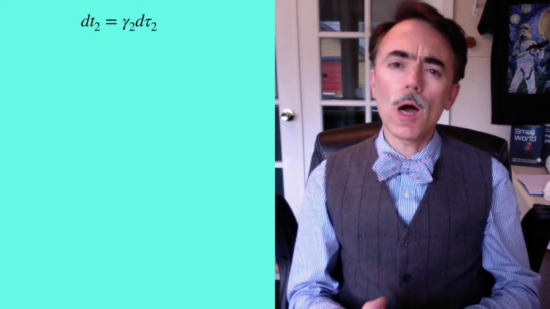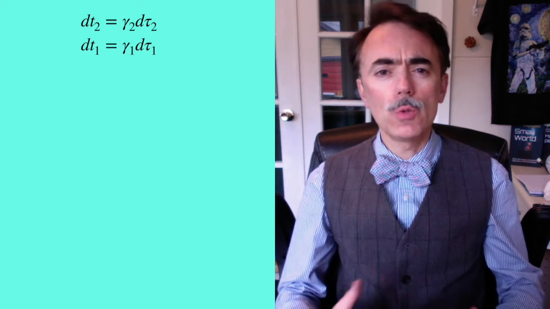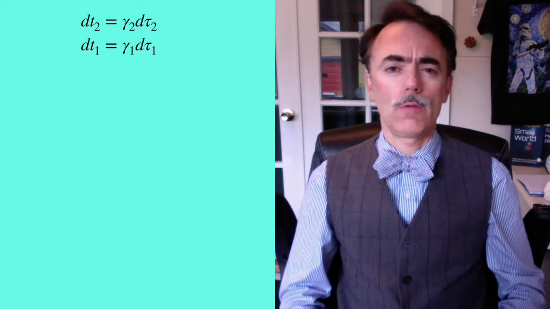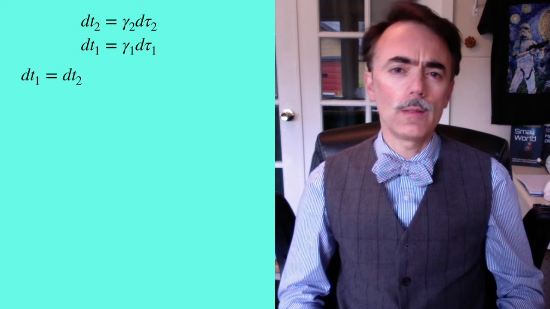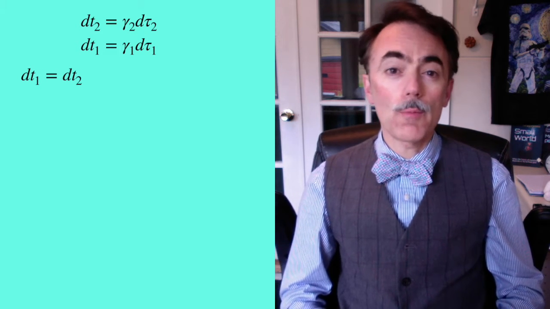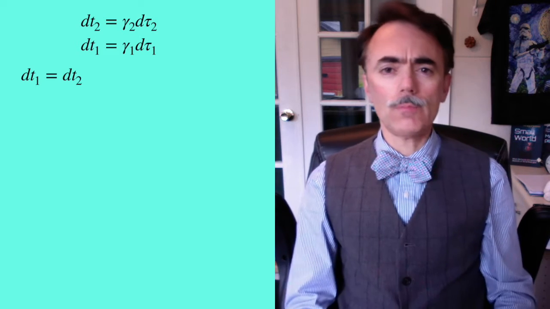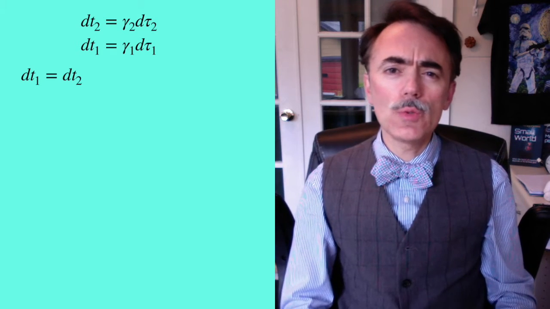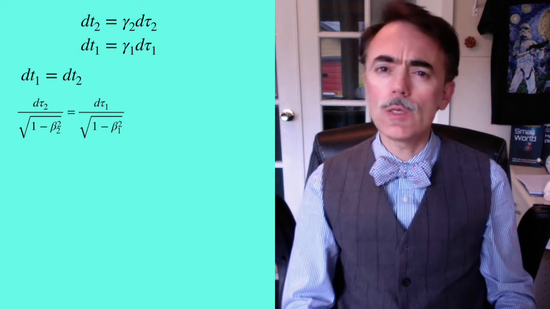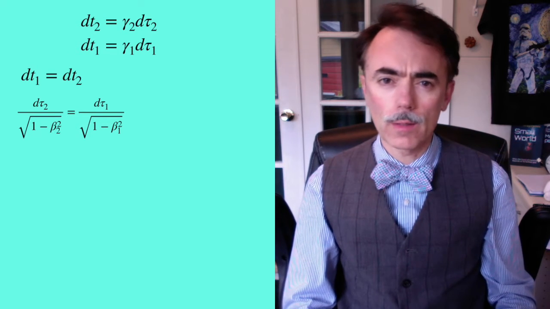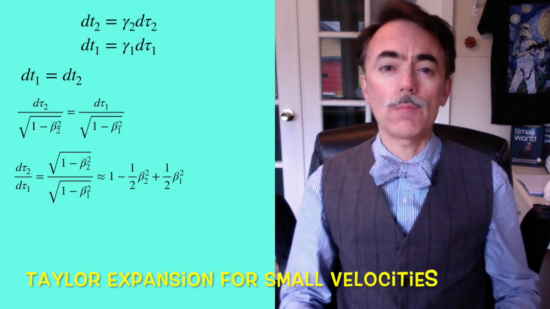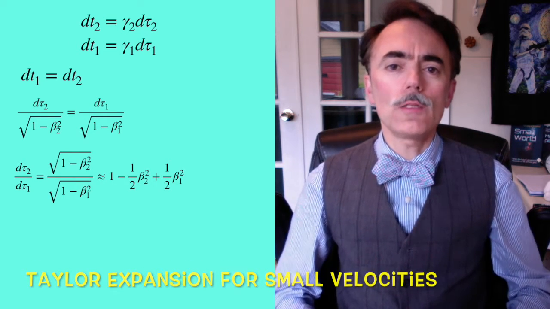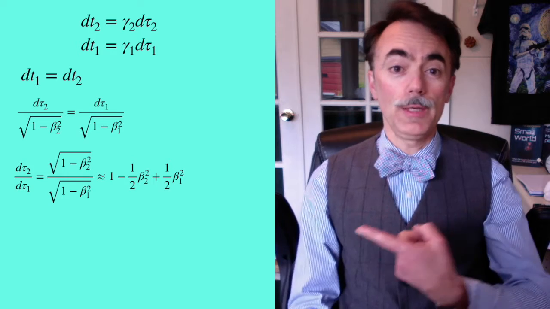If dτ2 is the time rate of clock 2, dτ1 is the time rate of clock 1, dt1 is the time rate of your clock at 1, and dt2 is the time rate of your clock at 2, then we have that dt2 is γ dτ2 and dt1 is γ dτ1. We can divide one over the other and get that the ratio of the times of the fixed clocks 1 and 2 is this expression here.